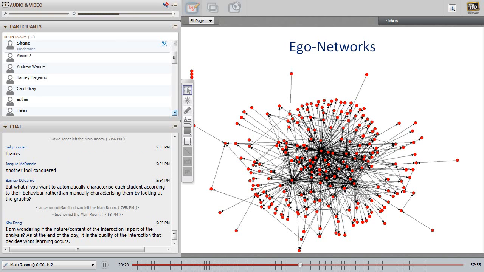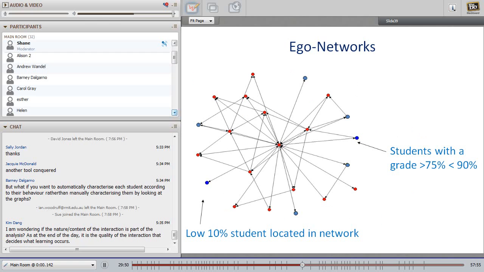So they'll give you the spanking on the CEQs, the course experience surveys that are offered, or student evaluations of teaching. The other aspect, which may touch on your question, Barney, around characterising students according to behaviour, not quite, is to actually look at the ego networks.